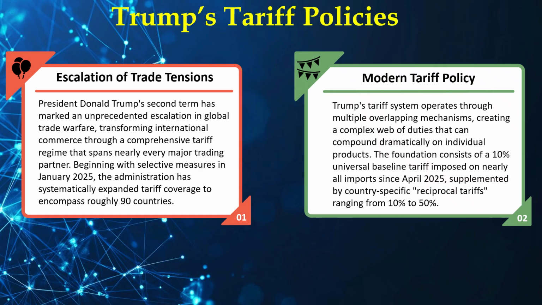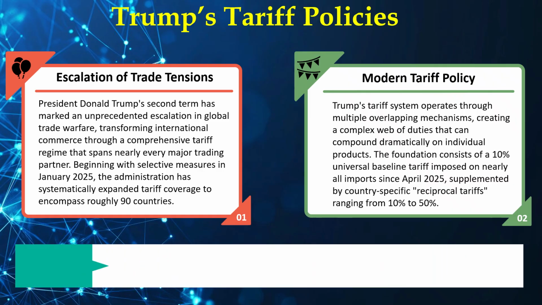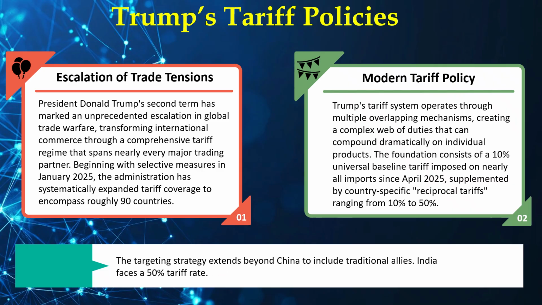The architecture of modern tariff policy. Trump's tariff system operates through multiple overlapping mechanisms, creating a complex web of duties that can compound dramatically on individual products. The foundation consists of a 10% universal baseline tariff imposed on nearly all imports since April 2025, supplemented by country-specific reciprocal tariffs ranging from 10% to 50% based on calculated trade imbalances.